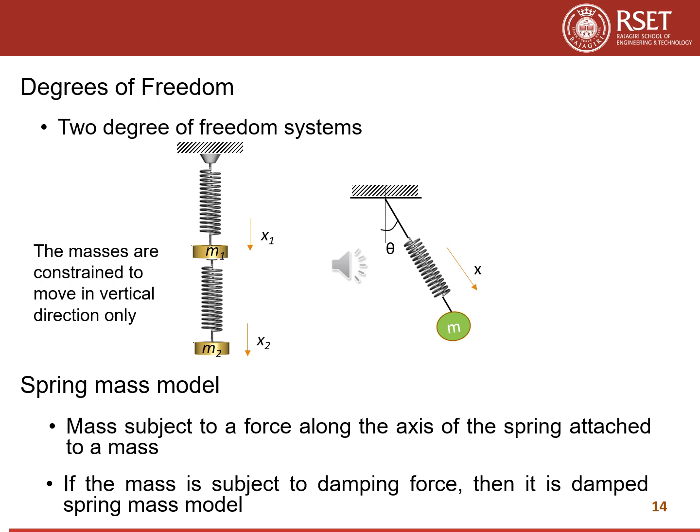Now similarly, in the second figure, we have a pendulum with a spring on it. So there are 2 degrees of freedom here. One is that the pendulum can move sideways, that is, theta can vary, and also the spring can move, that is, we can represent the degrees of freedom as 2, that is theta and x.